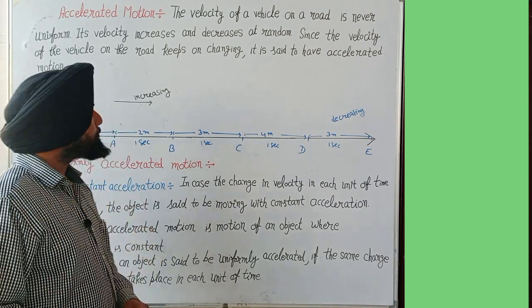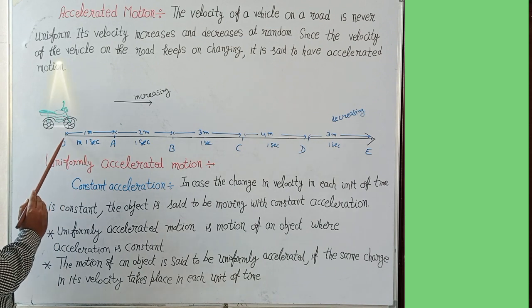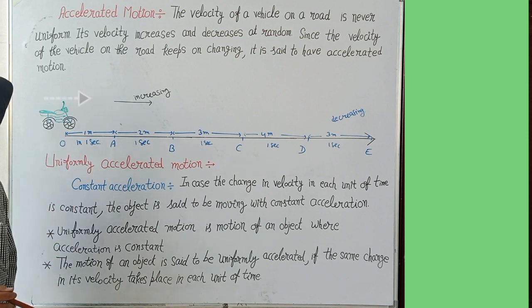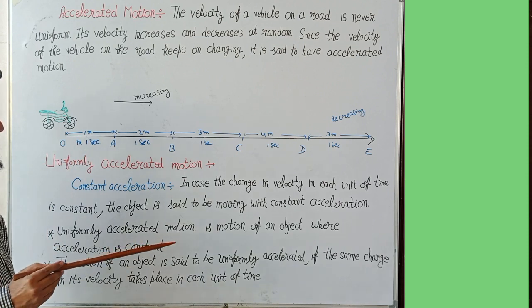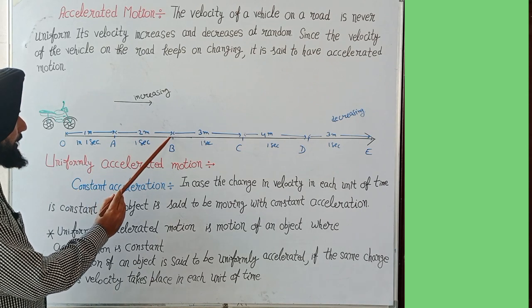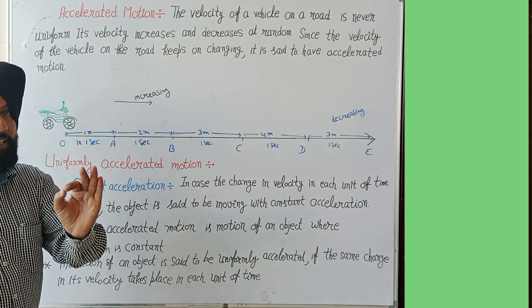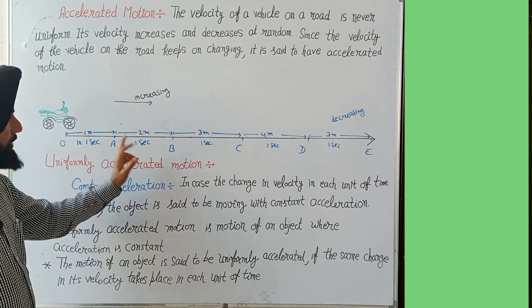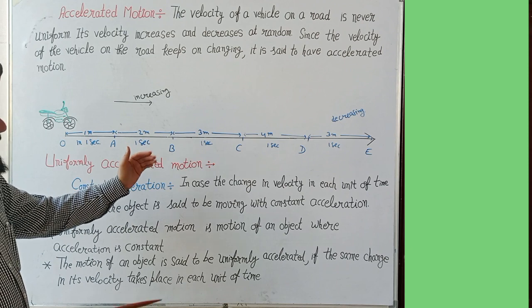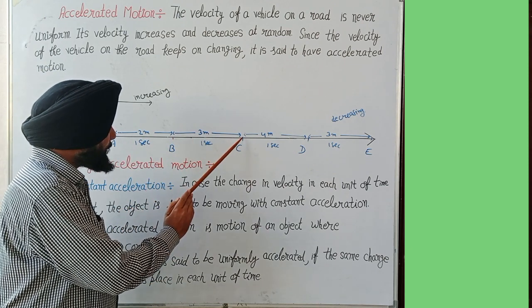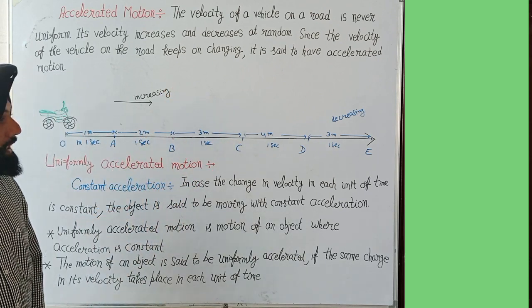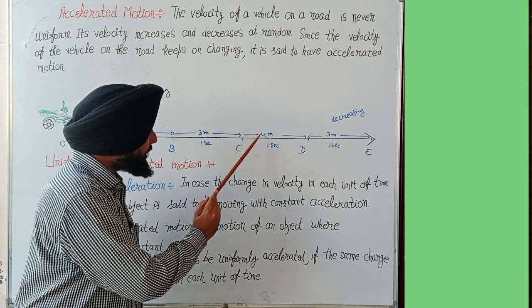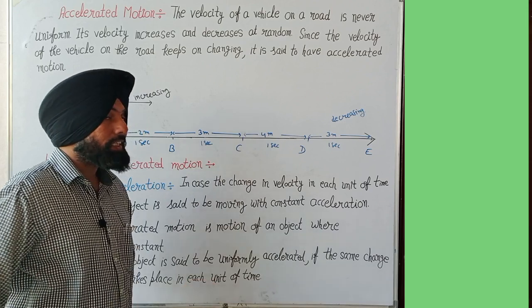For example, this is a bike starting from O and reaching point A. It covers 1 meter in 1 second. In the next second, it covers 2 meters. Means the time period remains the same: 1 second, 1 second. In the third case, it starts from B and reaches point C, covering 3 meters in 1 second. And again, from C to D, it covers 4 meters in 1 second.